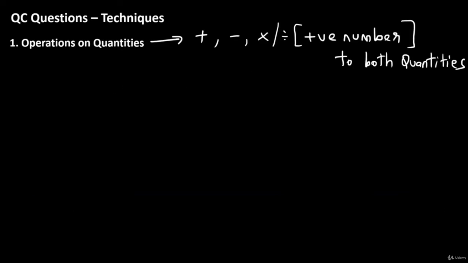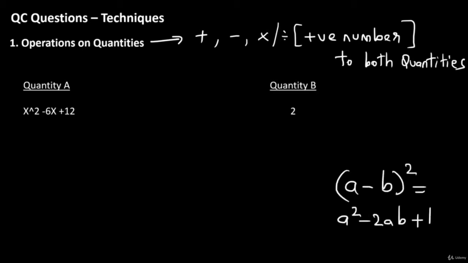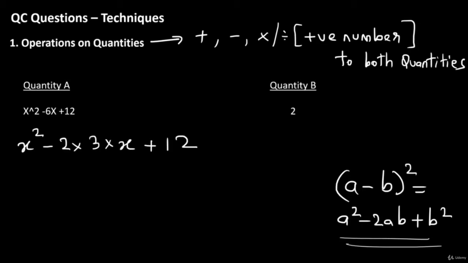Now let's do one more question. Say this is the question given to you. Quantity A is x square minus 6x plus 12 and quantity B is 2. Alright, now we know that (A minus B) the whole square is equal to A square minus 2AB plus B square. So we are using a little bit of our algebra knowledge over here, right? Now over here you can see that you have x square minus 6x plus 12. That's the same thing as x square minus 2 into 3 into x plus 12, right? So this is very similar to what we have over here, right?